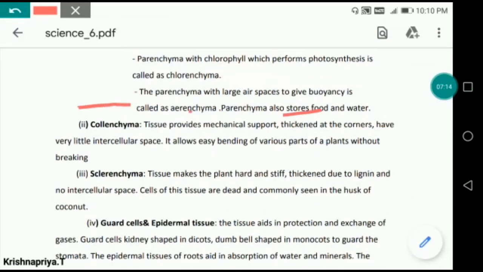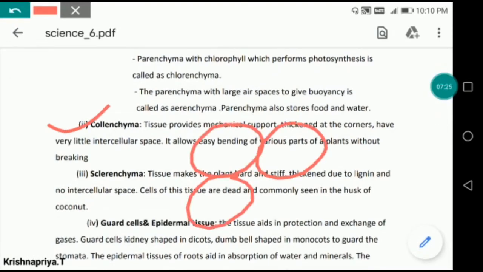Okay, now come to the second type of tissue that is known as collenchyma. The difference is that in collenchyma, suppose a group of tissues is there. If their lining starts thickening, their corners start to thicken. So what will happen if their corners are thickened? Intercellular spaces will be less. So what is the role of collenchyma?